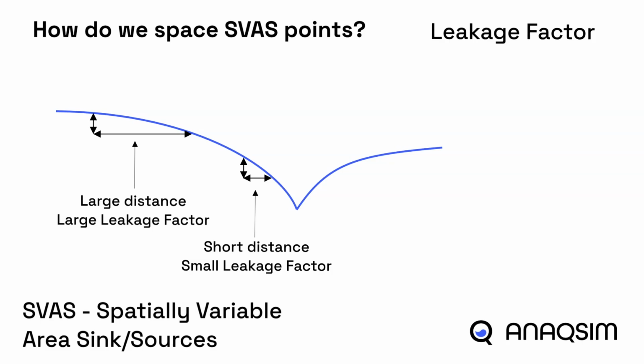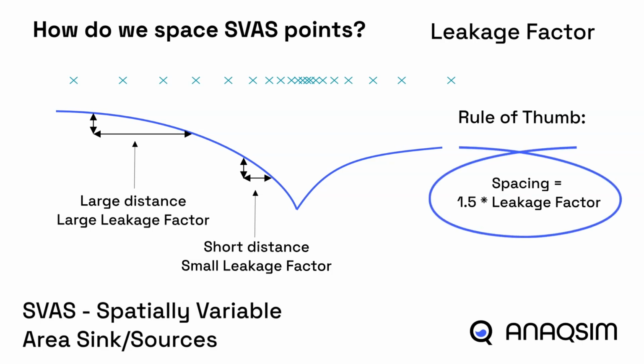And since the SVAS points are where we want Anaqsim to calculate vertical flow, we need more of them in areas with stronger vertical flow. That means, when the leakage factor is small, significant vertical flow is happening over a shorter distance, so we should place our SVAS points closer together in those areas. A good rule of thumb is to space SVAS points about 1 to 1.5 times the leakage factor around discharge and recharge features, like wells, rivers, and lakes, where vertical flow is strongest.